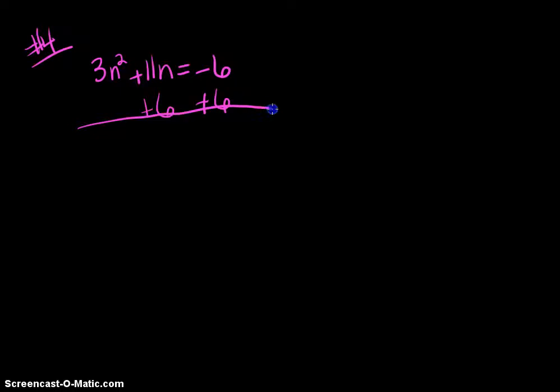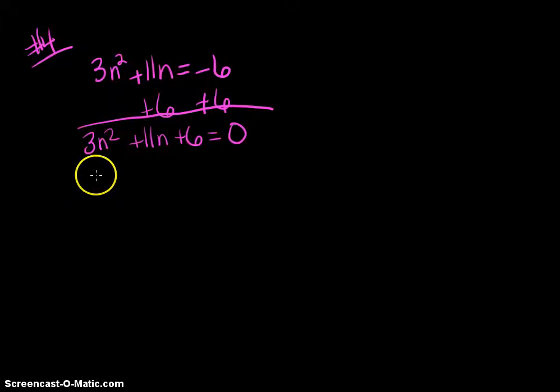All right. So then, oops, see, that was bad. Sorry. Then you're going to bring down your 3n squared plus 11n plus 6 equals 0. And we cannot combine 11n and 6 because they are not like terms.